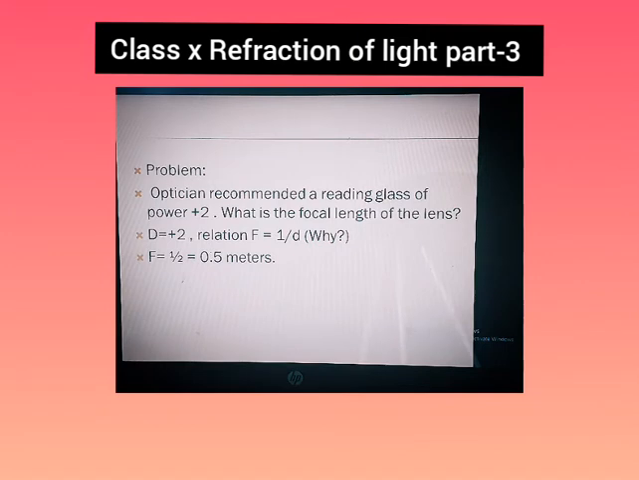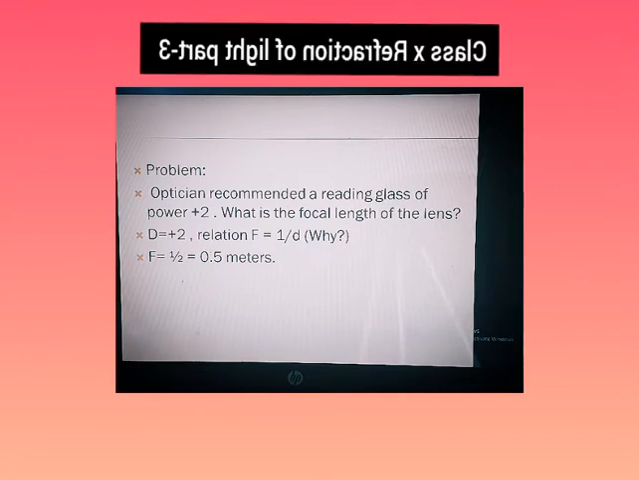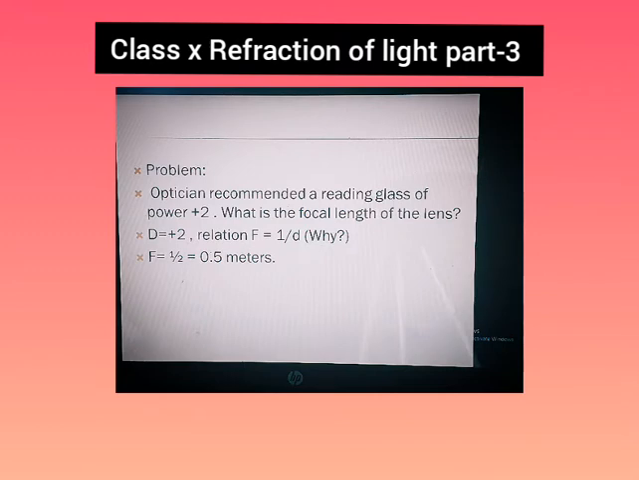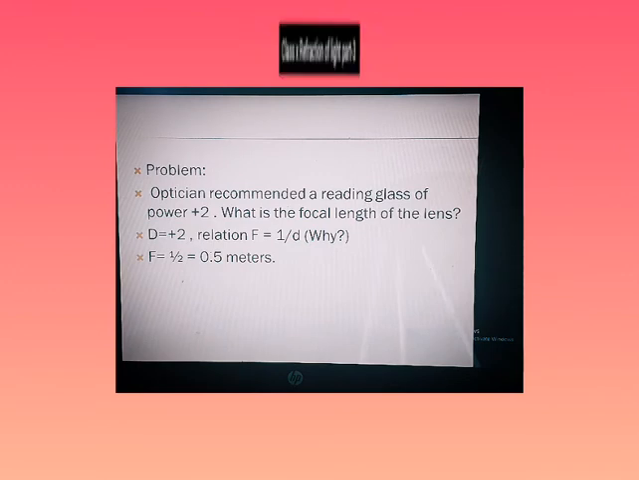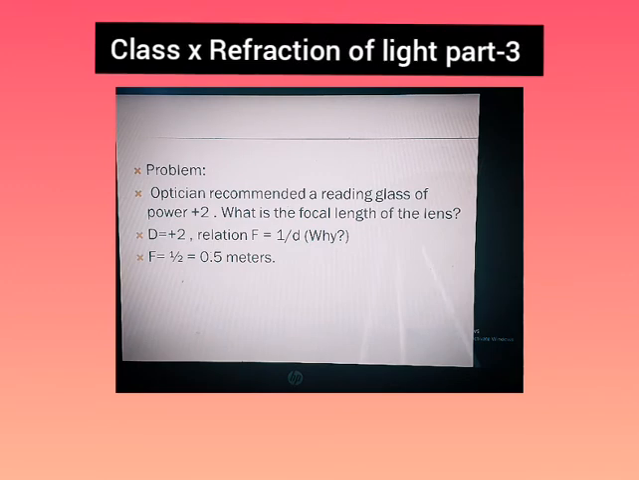Okay. Last, one problem we can see. An optician recommended a reading glass of power plus 2 diopters. What is the focal length? We know that the power is plus 2. We had studied that P is equal to 1 by f. Similarly, f is equal to 1 by P, that is 1 by 2. 2 is the power, so 0.5 meter is the focal length of this lens, a convex lens. The reason is that the power is plus, so we are using a convex lens.